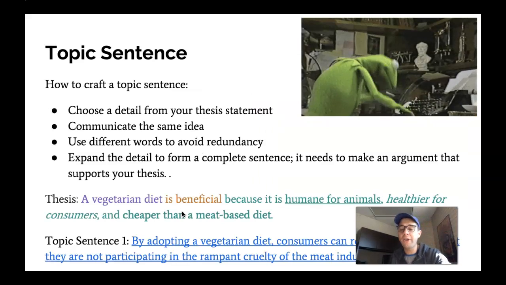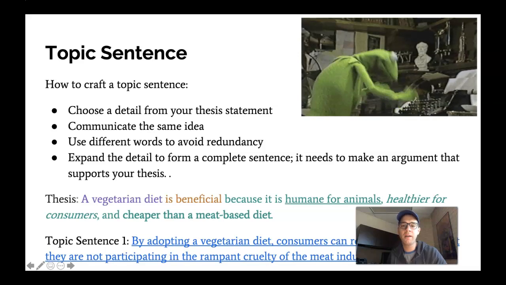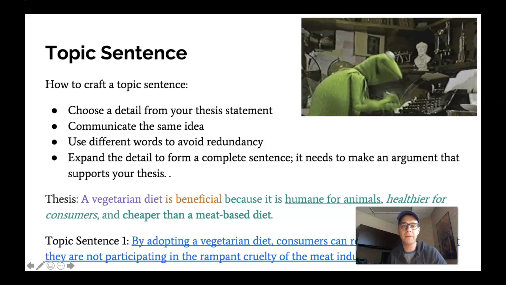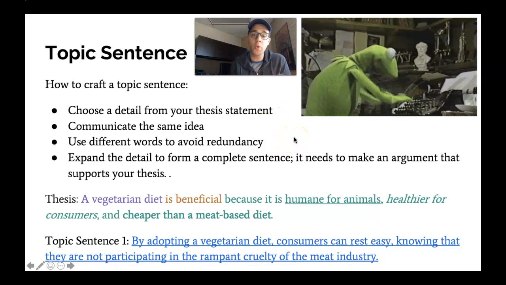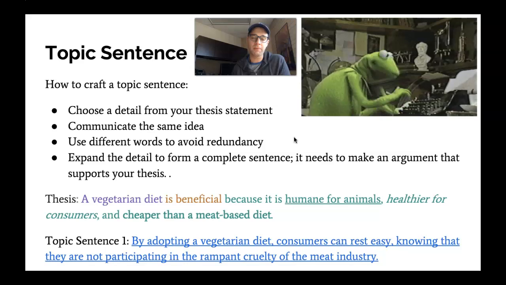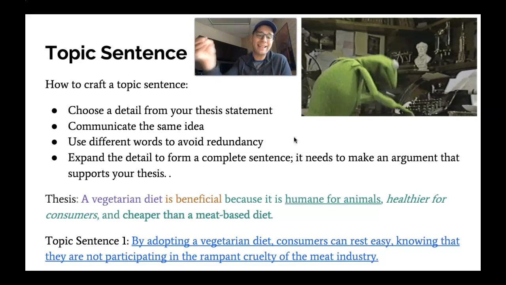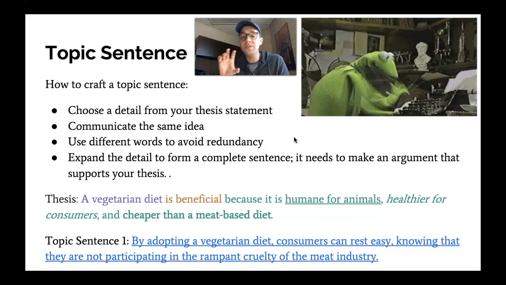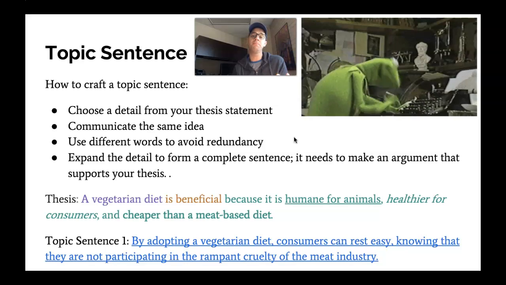Okay, so how to craft a topic sentence. This is if you are building your topic sentence from a thesis statement. I want you to choose one of those details from your thesis statement. You probably have 2, 3, or 4. I want you to communicate that same idea. I want you to use different words to avoid redundancy, and I want you to expand it into a complete sentence.